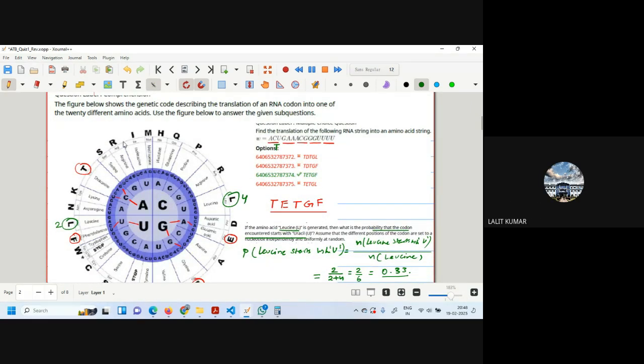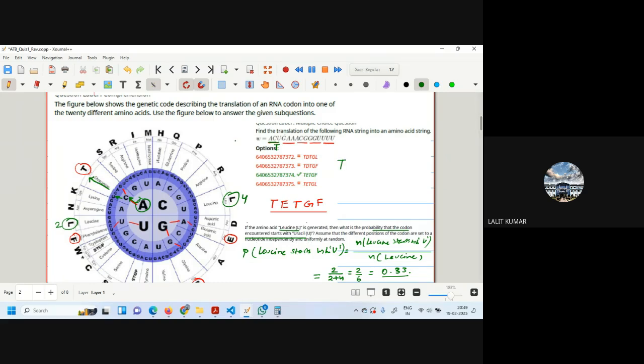Okay. Next question: the figure below shows the genetic code describing the translation of an RNA codon into one of the 20 different amino acids. Use the figure below to answer the given sub-questions. So these are the amino acids on the outer periphery, and these are the translations of the RNA strings. RNA strings are made in sequences of 3. So first we take, for example, ACU. You come to A, then C, and then from C I go to U. And this corresponds to T.